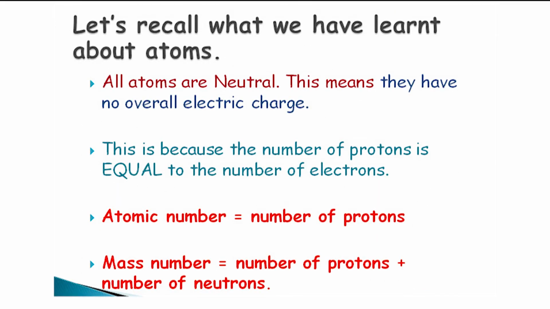Right now, let's remember what we learned about the atom. In an atom, the number of protons is equal to the number of electrons, and then the number of positive charges is equal to the number of negative charges. When each positive charge is cancelled by a negative charge, an atom is neutral. The atomic number is the number of protons, and the mass number is the number of protons plus the number of neutrons.